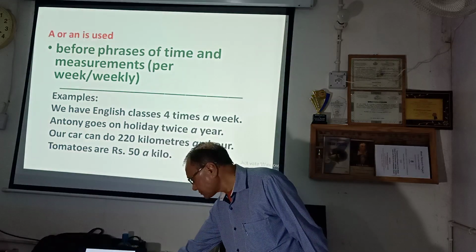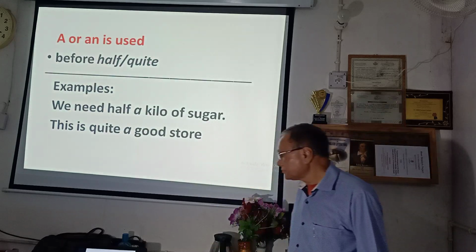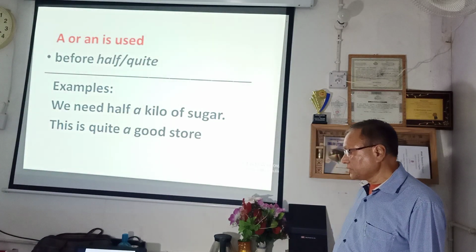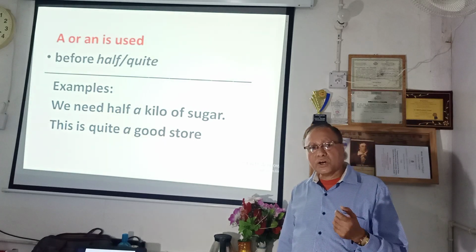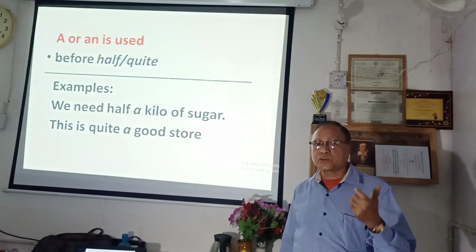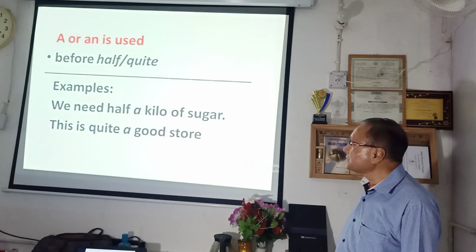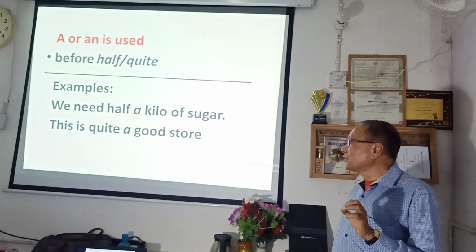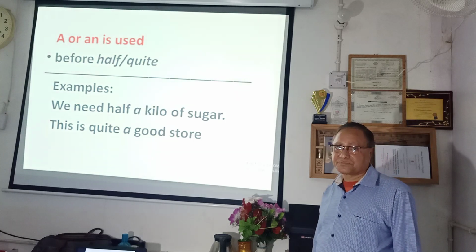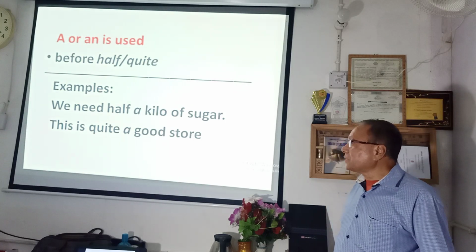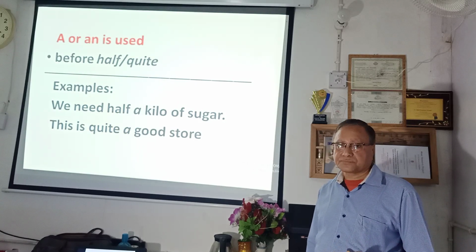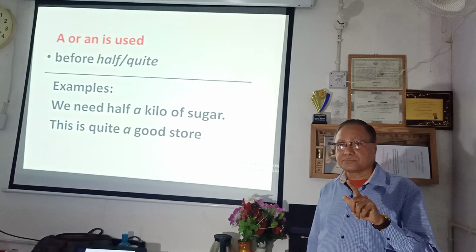Next, a or an is also used before the words like half and quite. Examples, we need half a kilo of sugar. Another example, this is quite a good store. So half an hour.